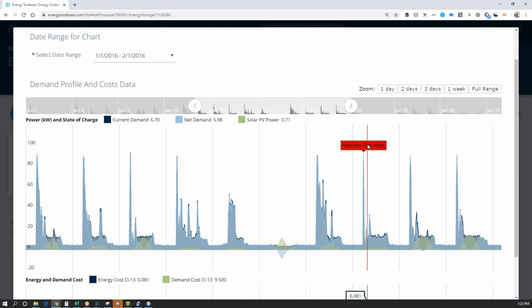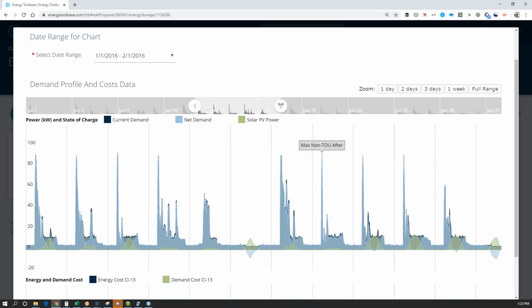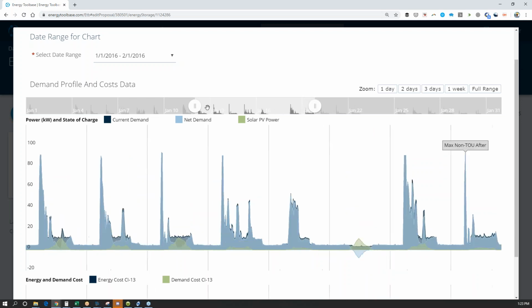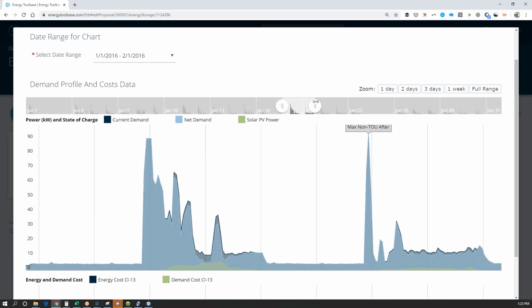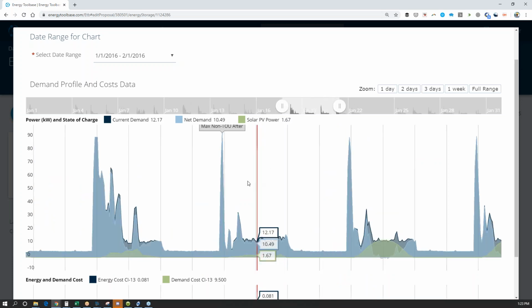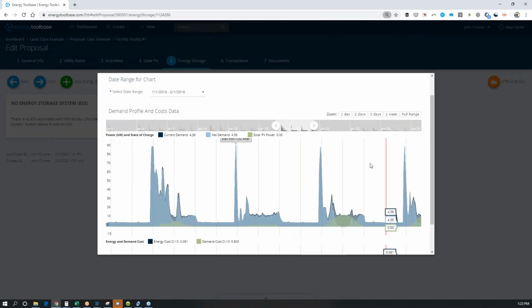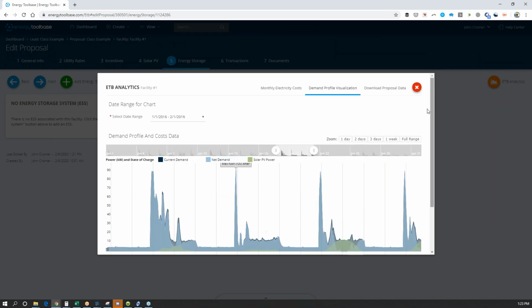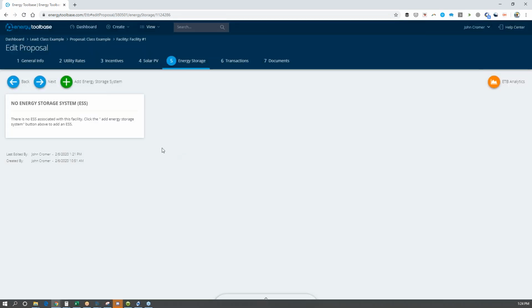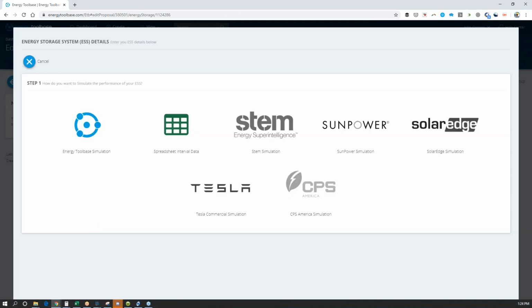So what we want to do is look at our next day of max demand, and our solar array is really not impacting our production all that much. Let's just move on into the battery size part. We're going to add our energy storage system.